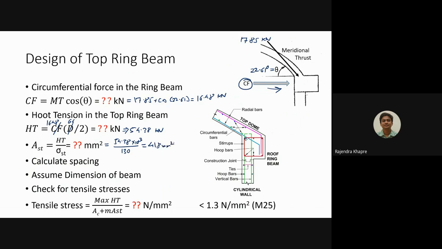Okay, so this is the amount of steel which is required in the beam so that it can resist the maximum hoop tension. Okay, so now we have to calculate the number of bars. Here by mistake I have written calculate spacing. It should be number of bars.